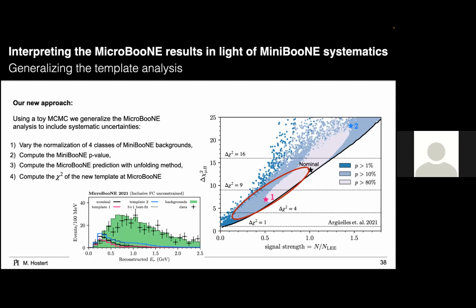Of course, you can argue that the way we've done this changes the density of points in this plot. So I varied the total normalization of each of 4 different classes of backgrounds. If I had done that by individual bins instead, I could have obtained a different distribution of points, but with enough statistics, you should fill all of these regions. Okay, so the conclusion here is that they're perfectly allowed templates in MiniBooNE, given the MiniBooNE systematics, which are much less strictly limited by MicroBooNE data.